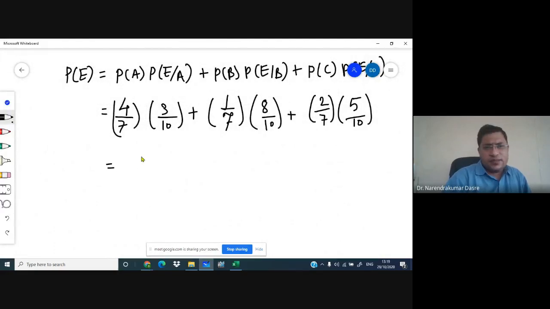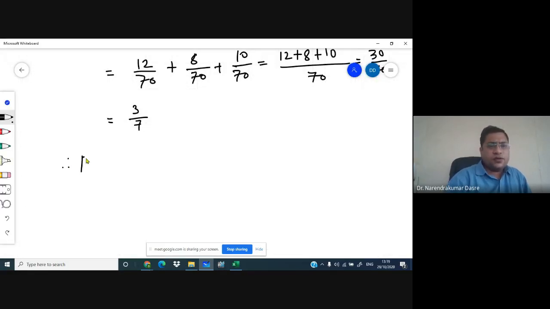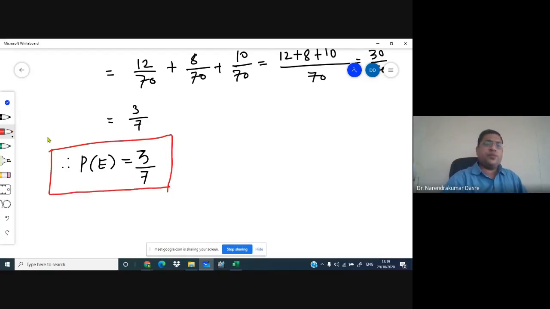Now we can see that this is easy. So you have 12 by 70, plus 8 by 70, and plus 10 by 70. So we can check this as 12 plus 8 plus 10 by 70, which is equal to 30 by 70. So we can simplify. What do we get here? We get that the probability that the bill will be introduced, whoever becomes the education minister, A or B or C, is going to be 3 by 7.